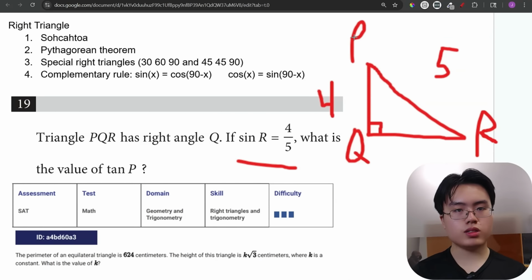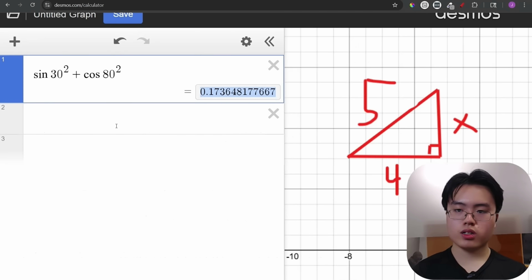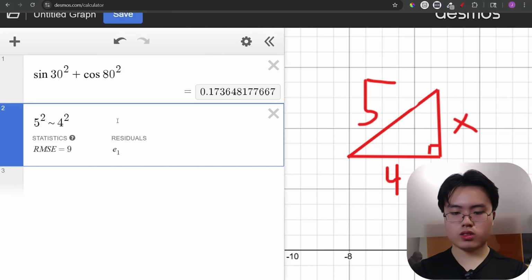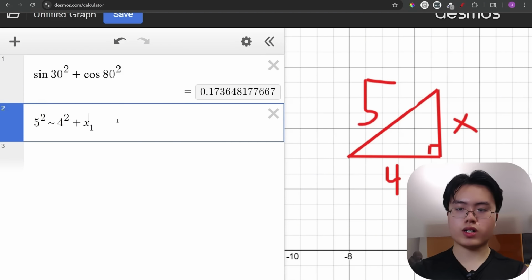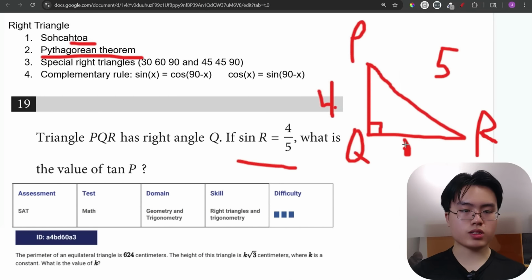So tangent of P, right? Tangent is opposite over adjacent, like TOA, right? So we need to get this over that. The problem is we don't know this, but luckily we just learned the Pythagorean theorem, so we can get this because we know two side lengths. We can use the Pythagorean theorem. If you type this into Desmos, it'll be 3, by the way. If you did 5 squared minus 4 squared, what you're trying to find, it's 3.